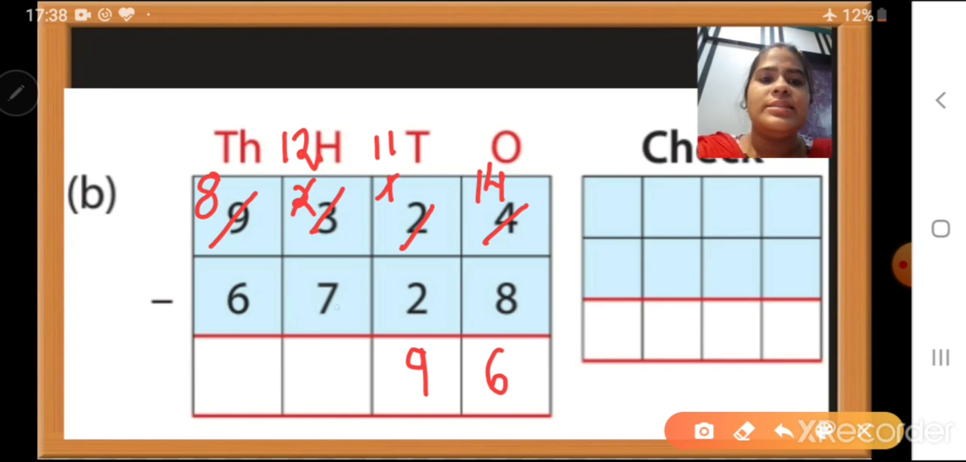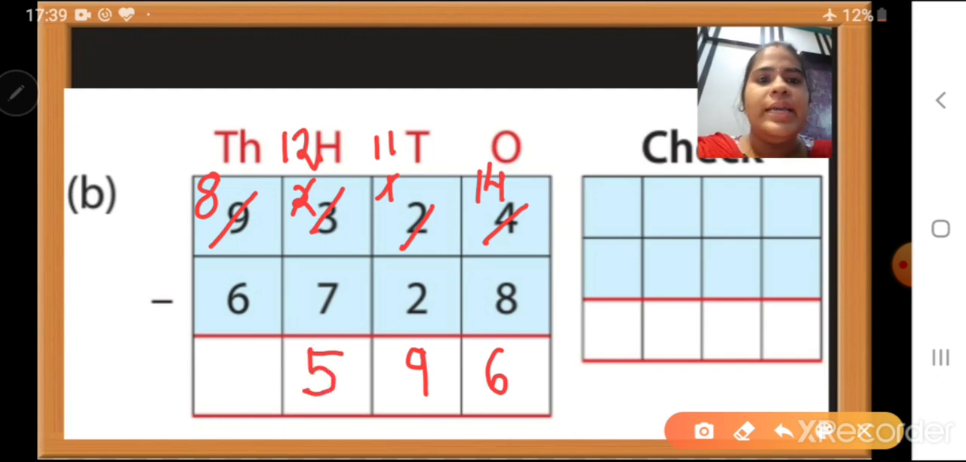Now, 12 minus 7 is possible. What is 12 minus 7? Count children after 7. 8, 9, 10, 11, 12. We have got 5 fingers. So, we'll write here 5.